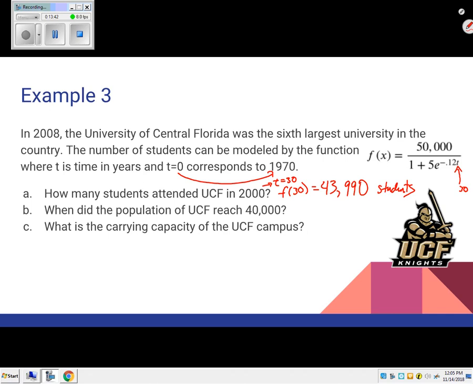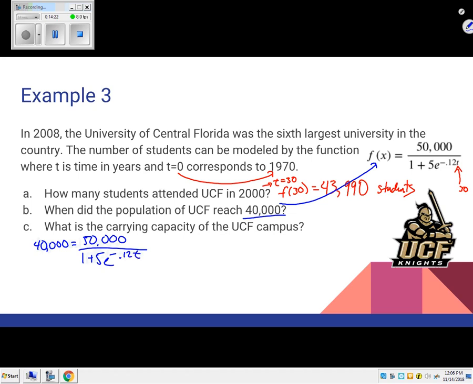So that means sometime between 1970 and the year 2000, we had to pass this 40,000 mark that we were looking for. So let's see how we can get to that 40,000 mark. If I plug in 40,000, now I'm wanting to plug this in for my f of x this time. I'm going to work it down here at the bottom. I get 40,000 equals 50,000 over 1 plus 5e to the negative 1.2t.